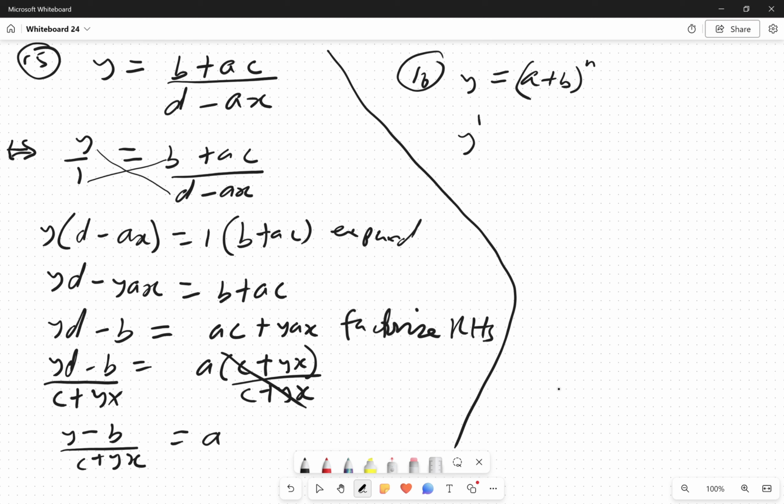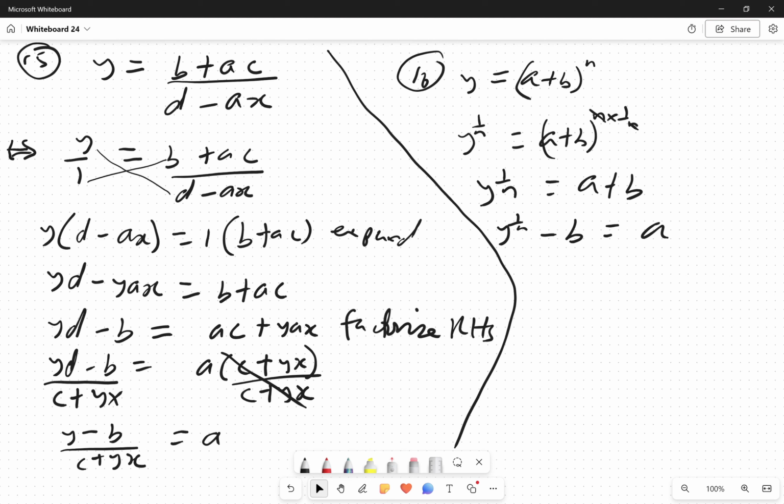So I have y to the power 1 over n is equal to a plus b to the power n, to the power 1 over n, so we have to the power n times 1 over n. And you see that this n will cancel. You are now having y to the power 1 over n is simply a plus b. Now we can subtract. So you have y to the power 1 over n minus b equals a. And that is how we make a the subject.